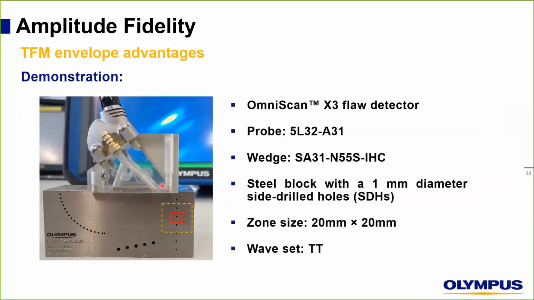The test that they did consisted of using the OmniScan X3, a 5L32A31 probe, an SA31 55S wedge, a steel block with a 1 millimeter diameter side drilled hole, and a zone size of 20 millimeter by 20. The zone that we are talking about is the yellow one here, and the red box is the zoomed area that we will use in the next slide. And we used a wave set of TT.